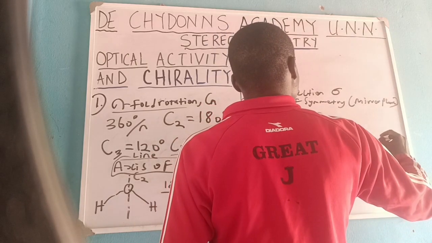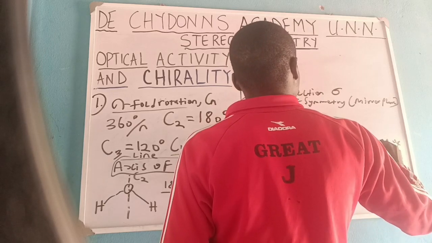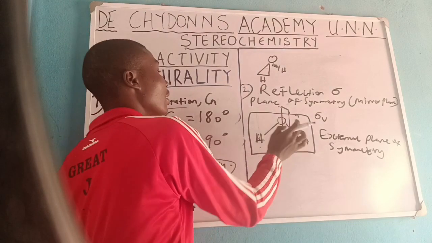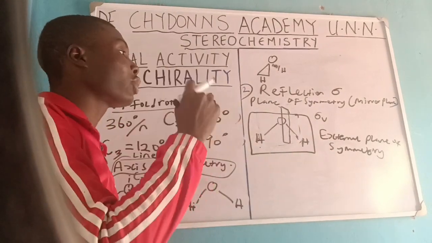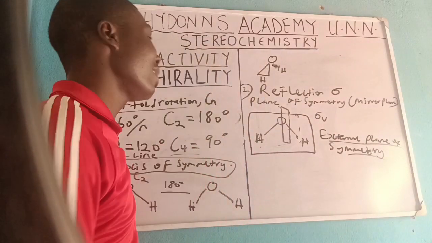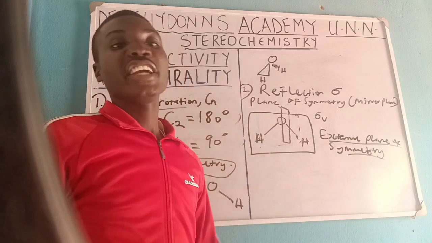external plane of symmetry. External plane of symmetry. So anytime you have a structure that has only stick bonds, usually you will find an external plane of symmetry. The implication is that it can never be chiral, because a plane of symmetry is present.